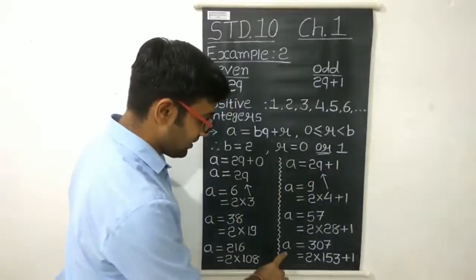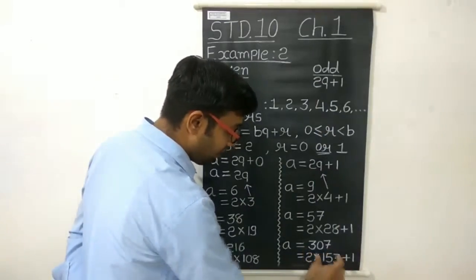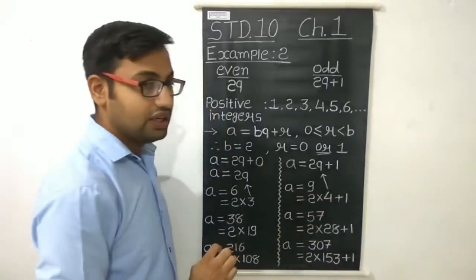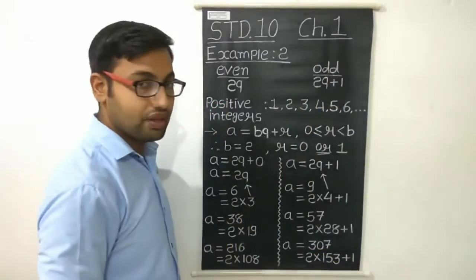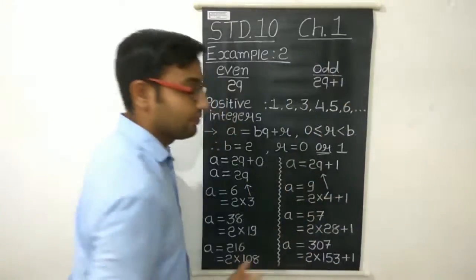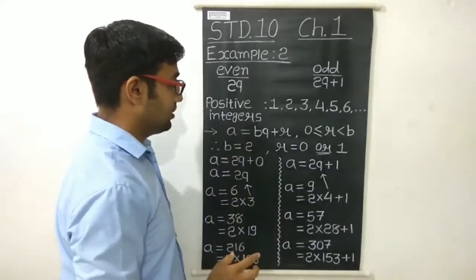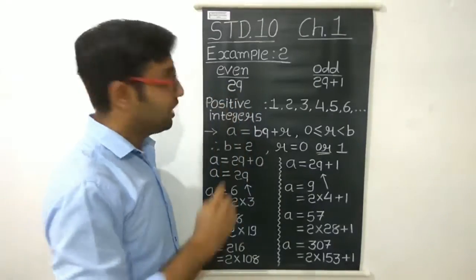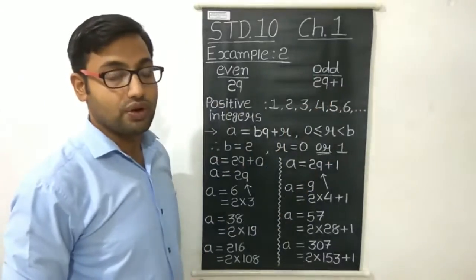Right? Let's take one another example, that is 307. We can write 307 as 2 into 153 plus 1. What is 153? 153 is the value of q, some integer. 307 is an odd number. We can write this odd number in the form of 2q plus 1. So in this way, we can represent any positive integer: if it is an even number, we can write it in the form of 2q, and if it is an odd number, we can write it in the form of 2q plus 1.